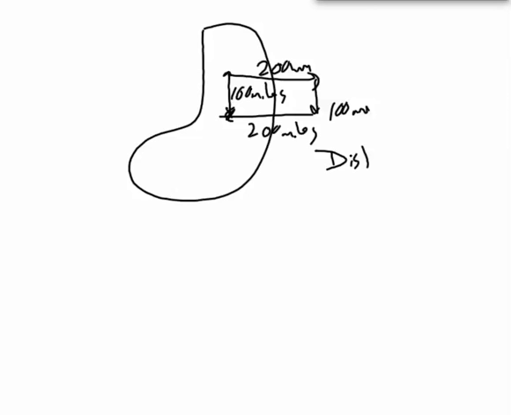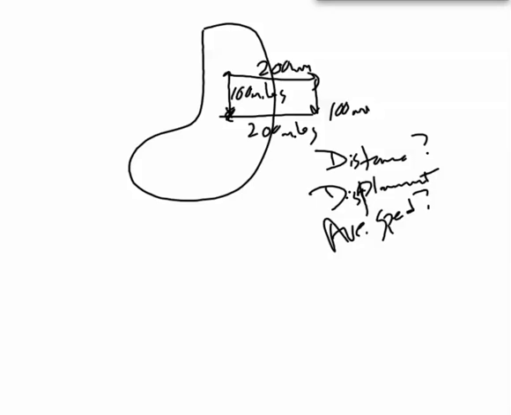So, the question is, what is Mr. Shoes' distance? What is Mr. Shoes' displacement? And average speed. Let's say it takes 6 hours to do all that. So, what's Mr. Shoes' distance? 600 miles. Because I added: 200 plus 200 plus 100 plus 100, that's 600 miles. What is his displacement? 0 miles. And average speed is? 100 miles per hour.